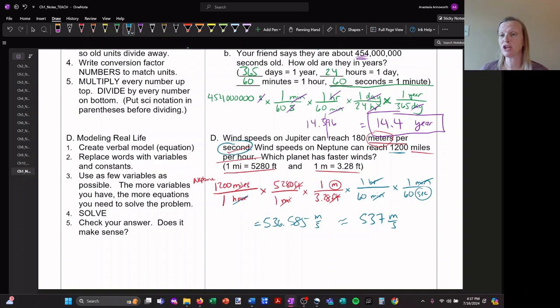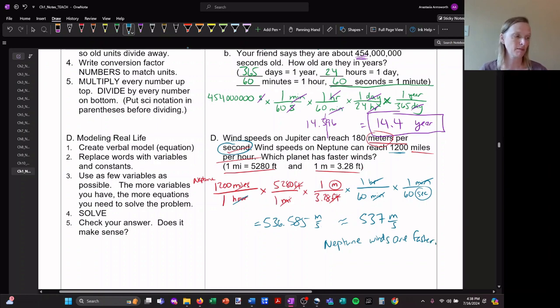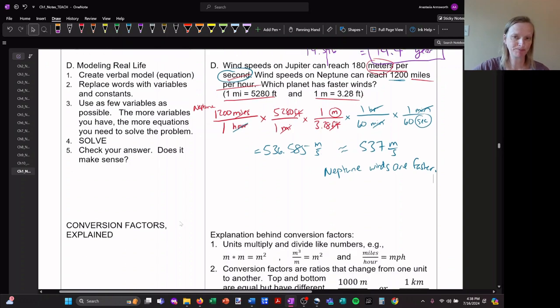Wind speeds on Jupiter reach 180 meters per second, but Neptune's wind speeds can reach 537 meters per second. So Neptune's wind speeds are much faster. Just as an explanation of why these conversion factors work.